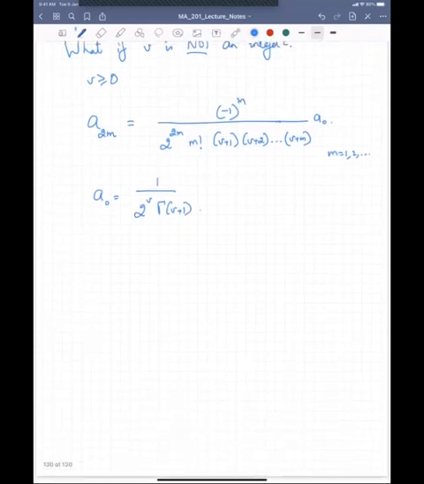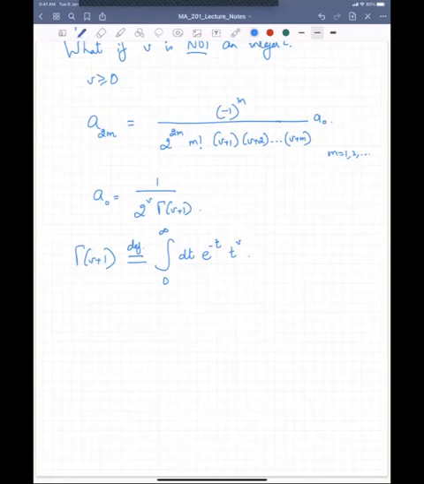If you have not seen gamma functions before, don't worry. The definition of gamma function is actually quite simple. And for our purposes, we need only one property of gamma functions. This is the definition: the integral from 0 to infinity dt e to the minus t, t to the nu. Okay, so notice that this is the definition of gamma of nu plus 1. The definition of gamma of nu plus 1 has an integral with a t to the nu. Okay, the t is of course an arbitrary parameter that will be integrated because this is a definite integral.